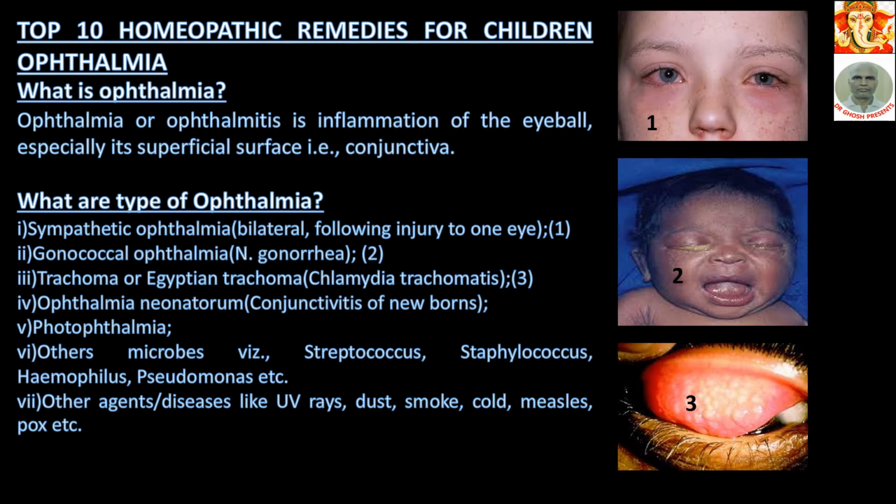Number 4, photophthalmia. Number 5, photophthalmia. 6, other microbes, that is streptococcus, staphylococcus, haemophilus, pseudomonas, etc. And 7, other agents, like UV rays, dust, smoke, cold, measles, pox. There are so many reasons from which this ophthalmia can occur. In the last point, there are various diseases like cold, measles, pox. They can also cause ophthalmia, which comes as a symptom of that particular disease.